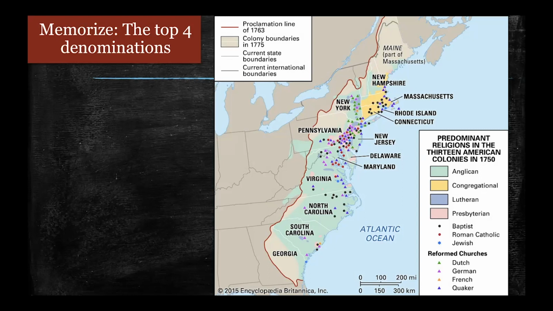Presbyterian in a light kind of, I'm not sure what that color is, pink. I know you're going to correct me, some of you, that's not pink, is it? And of course, these churches are still in existence today. And to a lesser extent, Baptist, Roman Catholic, and Jewish.